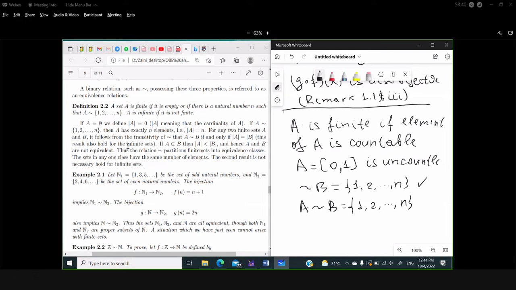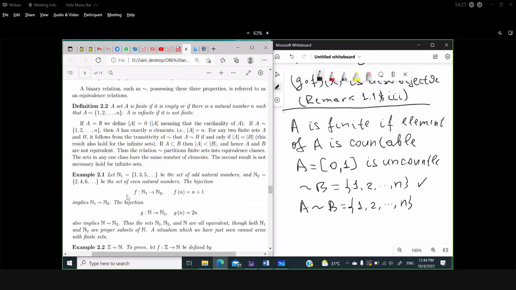There is a result that also holds for infinite sets. But you know, if A is a proper subset of B, then the cardinal number of A is less than the cardinal number of B. So now you will see how to find the cardinal number. Hence A and B are not equivalent, because for equivalence the cardinal number of A must equal the cardinal number of B. This relation partitions finite sets into equivalence classes. Correct. The second result does not necessarily hold for infinite sets.